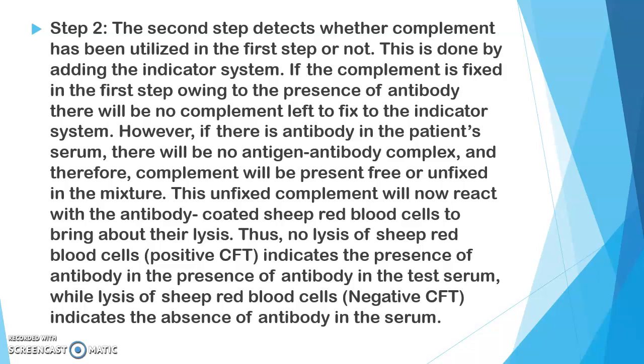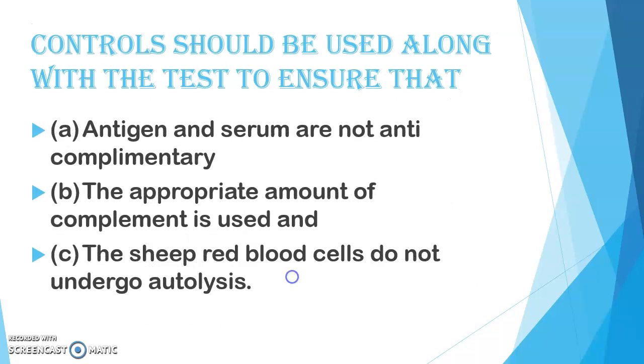However, if there is no antibody in the patient's serum, there will be no antigen-antibody complex, and therefore complement will be present free or unfixed in the mixture. This unfixed complement will now react with the antibody coated sheep red blood cells to bring about the lysis. Thus, no lysis of sheep red blood cells indicates the presence of antibody in the test serum, while lysis of sheep red blood cells indicates the absence of antibody in the serum.